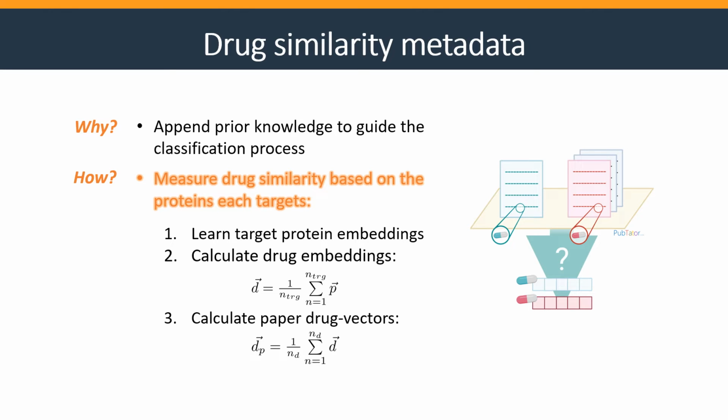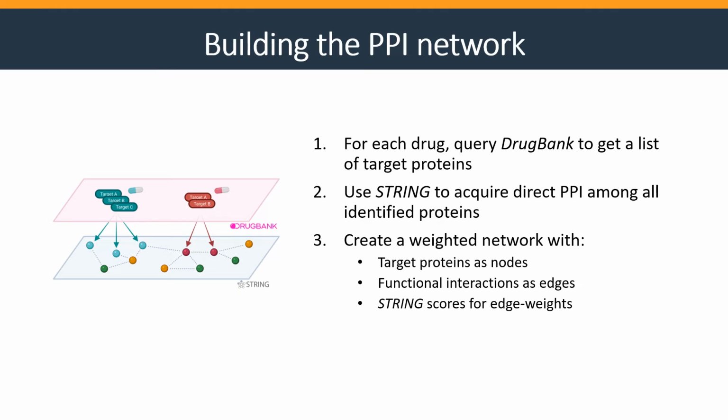And this is a three-step process. We first need to learn target protein embeddings. We then calculate drug embeddings by averaging the embeddings of their protein targets. And then finally, we calculate paper drug vectors by averaging the embeddings of the drugs that show up in each paper. So now I'm going to focus on each step separately and go into details.